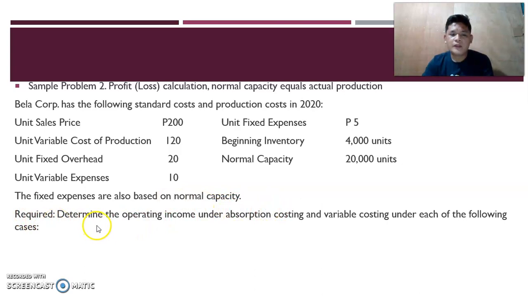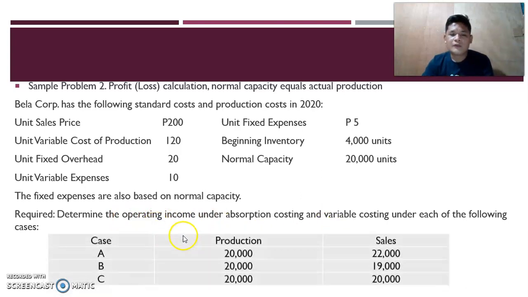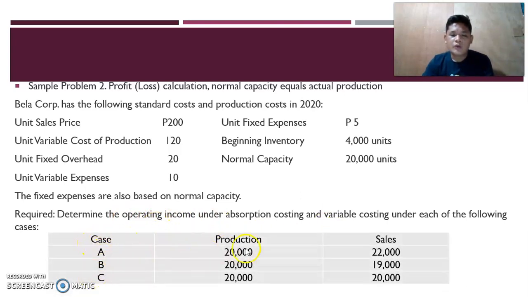So, required, determine the operating income under absorption costing and variable costing under each of the following cases. So, take note class, ang hanapin natin dito is the operating income under each of the following. Case A, B, C. Ito yung production, 20,000. Ito yung sales, 22,000 in case letter A, 19,000 in case letter B, and 20,000 in case letter C. Pansinin nyo class, in case letter A, mas mataas yung sales kaysa sa production. In case letter B, mas mababa yung sales versus production. In case letter C, pareho sila.